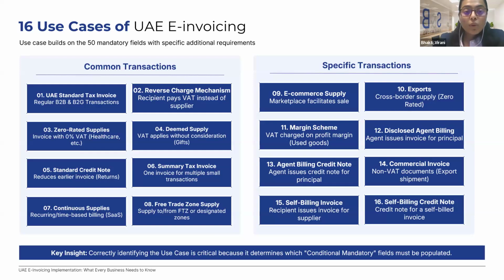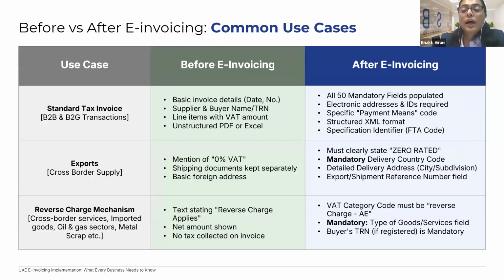For example, we have just plotted here the scenarios, what would be before and after the e-invoicing regime. Now if we see use case one, which is the standard tax invoice: before, every invoice had a specific template and specific data fields which were being captured, and invoices were supplied to the customer as a PDF or an Excel based on the type of ERP. Going forward, all the mandatory 50 data fields are required to be captured in the invoice. Then the electronic addresses, that is the e-invoice ID of both the buyer and the seller, are to be captured.